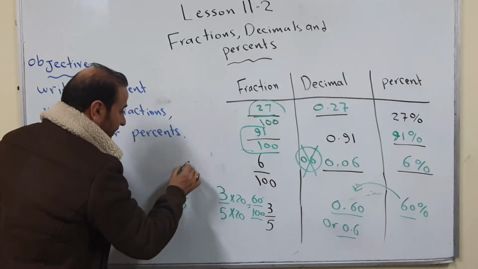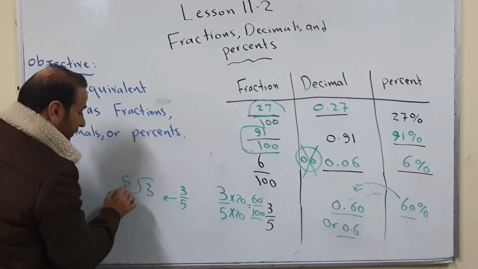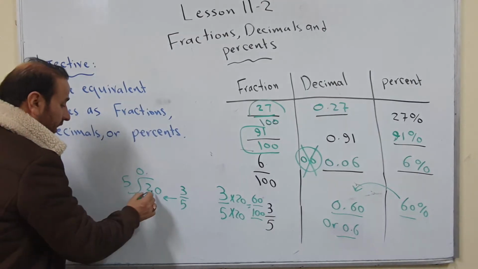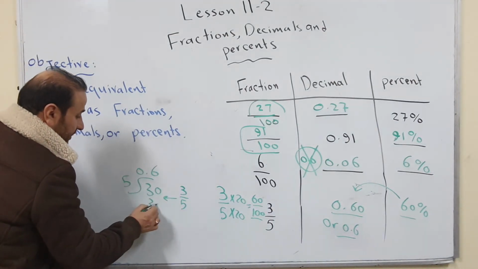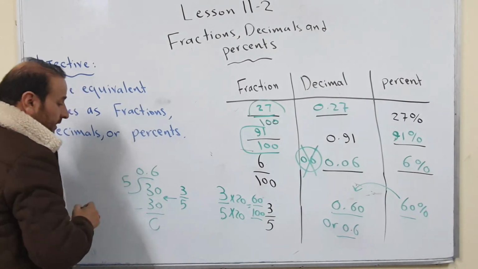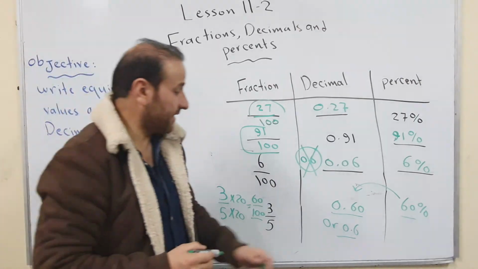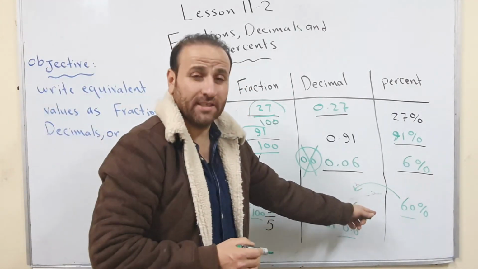3/5, we can write it as a division, 3 divided by 5. We cannot, so we put 0 and up there we put 0 point. Now 30 divided by 5 equals 6. 6 multiplied by 5 equals 30. So we subtract them, we get 0. So the answer 0.6 or 0.60 is the same answer we got from the percent.